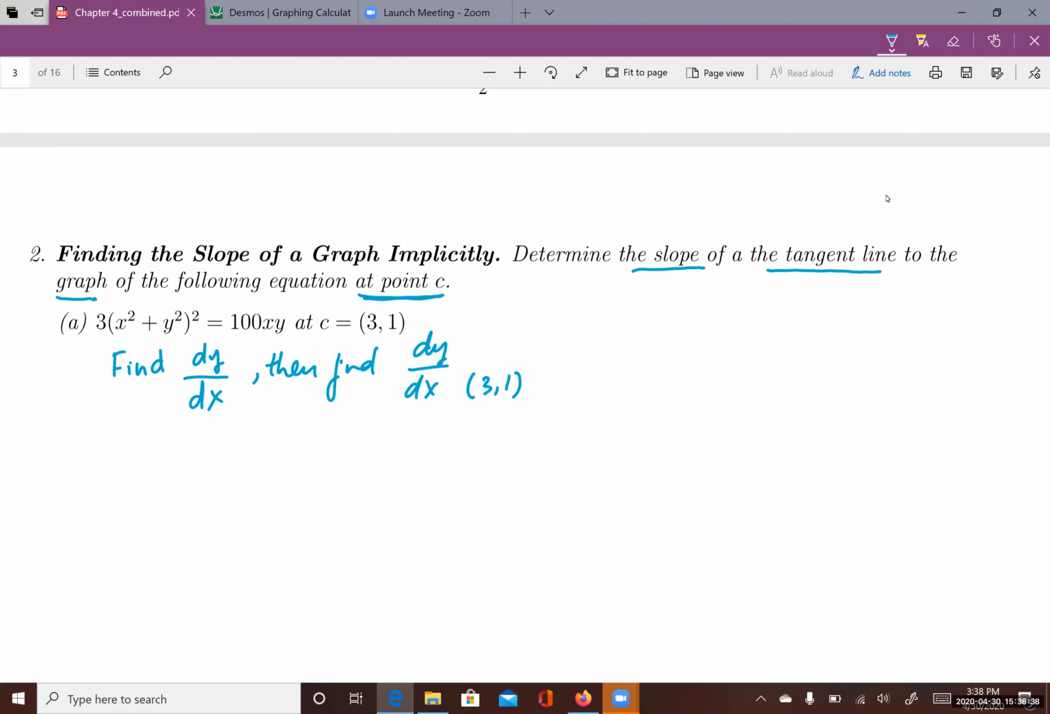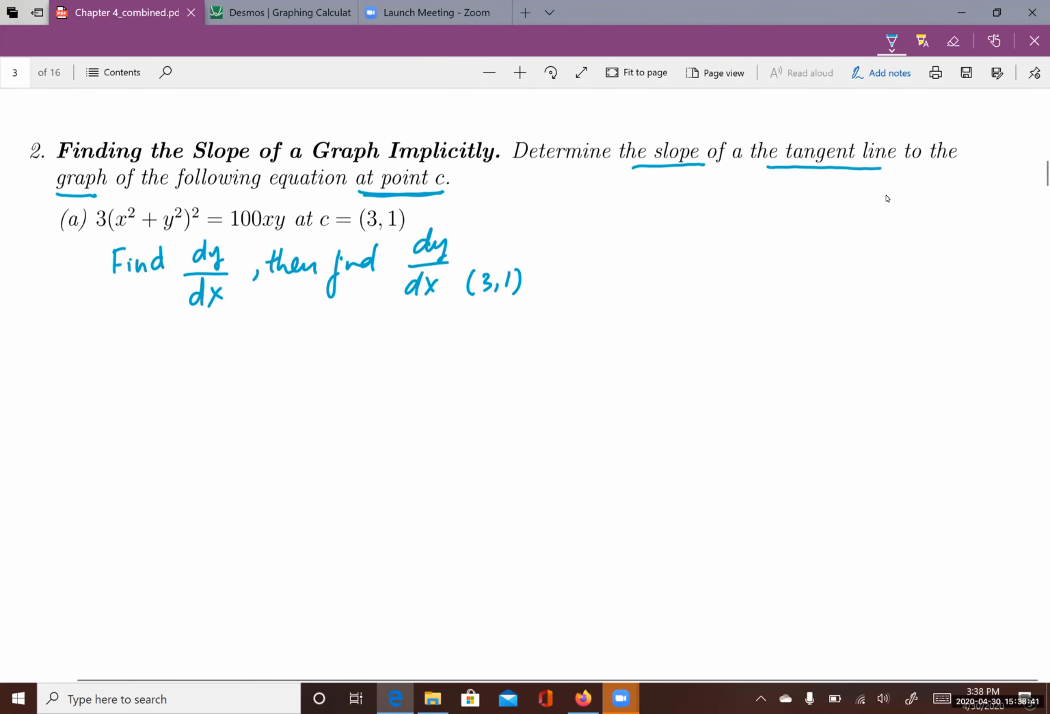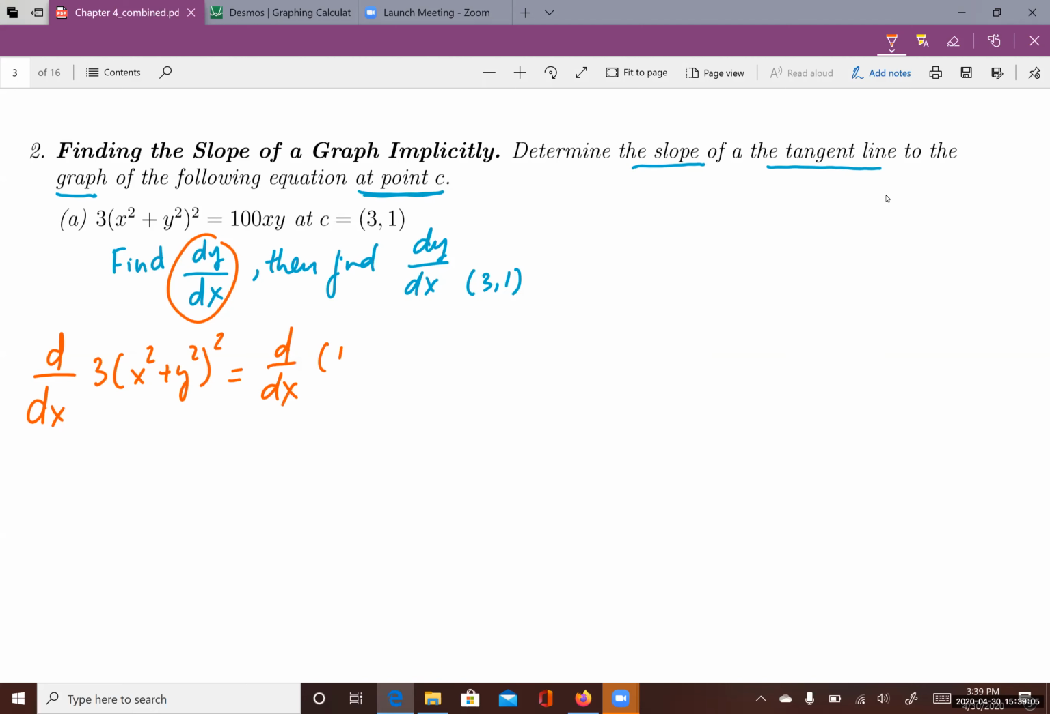Okay, let's try that. So you're given this equation here, and it is an implicit equation, right? It is an implicit form, so in order to find dy/dx, you have to differentiate both sides, taking d/dx of both sides. What happened on the left?